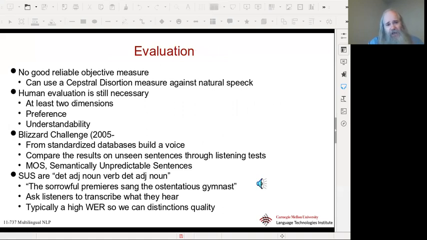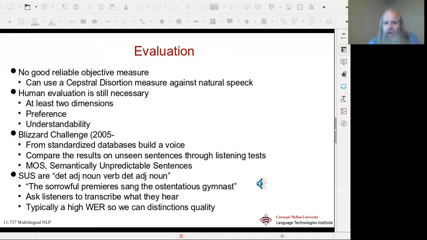Evaluation really sucks in speech synthesis. It's really hard to do. You really need the end user. There are objective measures that maybe look at some sort of spectral distortion, cepstral distortion between generated speech and natural speech. And there is a correlation, but it doesn't tell you the whole story. You almost always need some form of human evaluation.